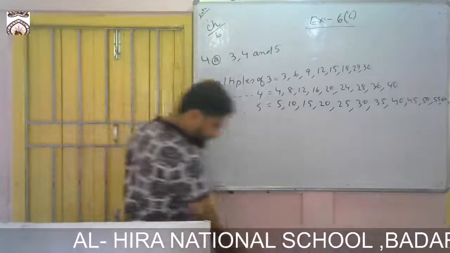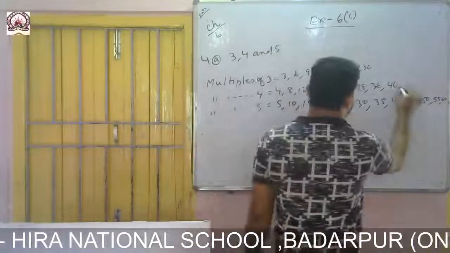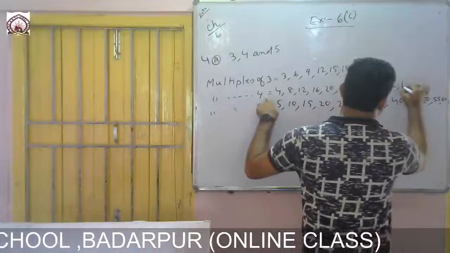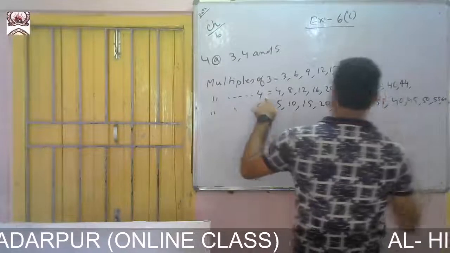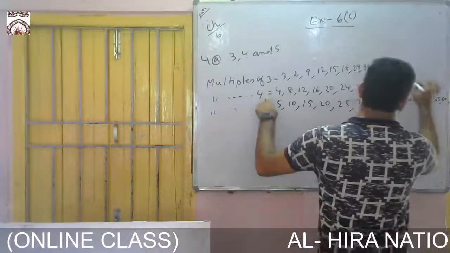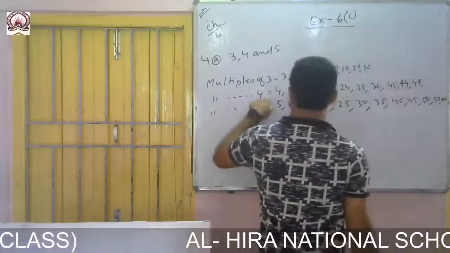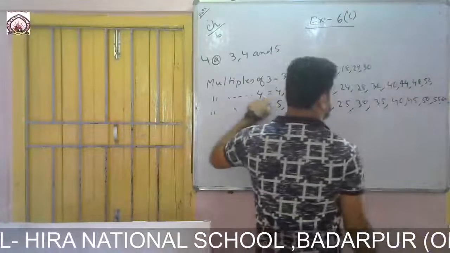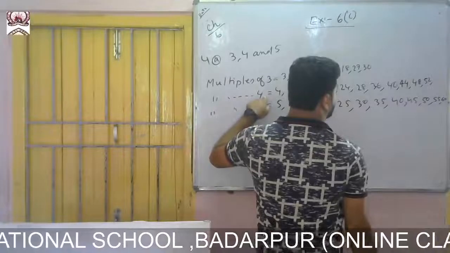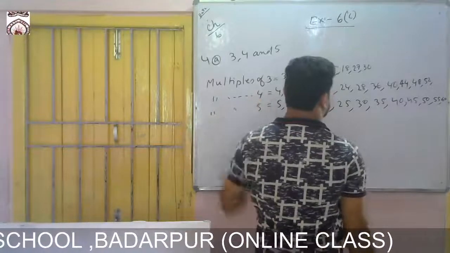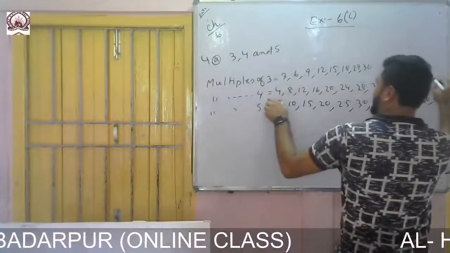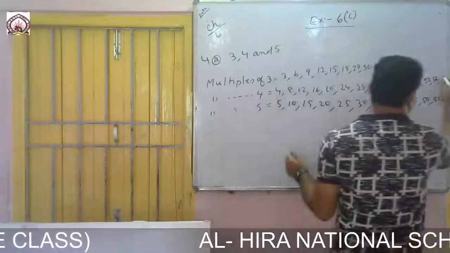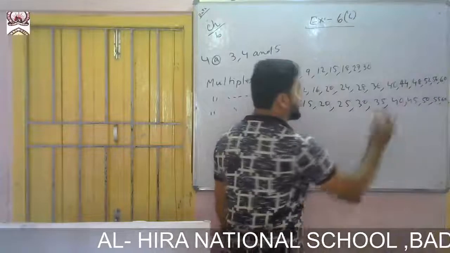Then 4 10s are 40, 4 11s are 44. Then 4 12s are 48, 4 13s are 52, 4 14s are 56, and 4 15s are 60. So we got 60 common. Let me stop here.